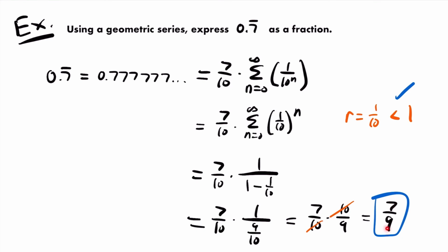If you divide 7 by 9, you will find that it's equal to 0.7 repeating. Okay, so that's how you express a repeating decimal as a fraction by using a geometric series. Let's look at one more example for this video.